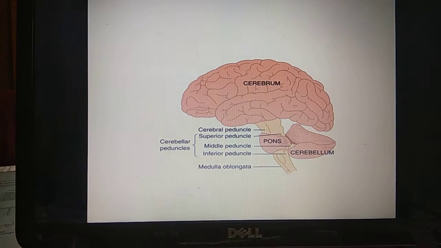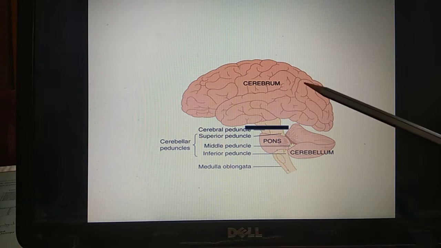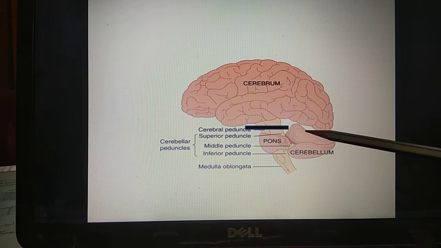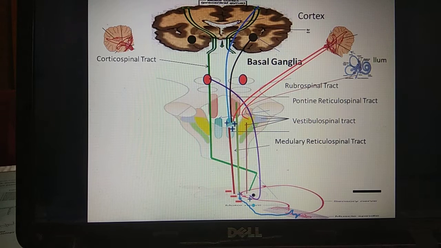Now we'll go further down in this other experiment. Now we'll totally remove the cerebrum. We are taking a section in between the colliculi. It is called mid-collicular decerebration. Now let's see what happens in this experiment.